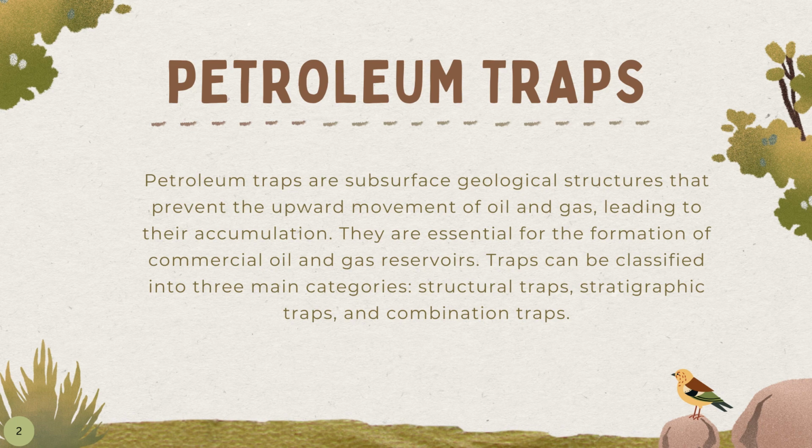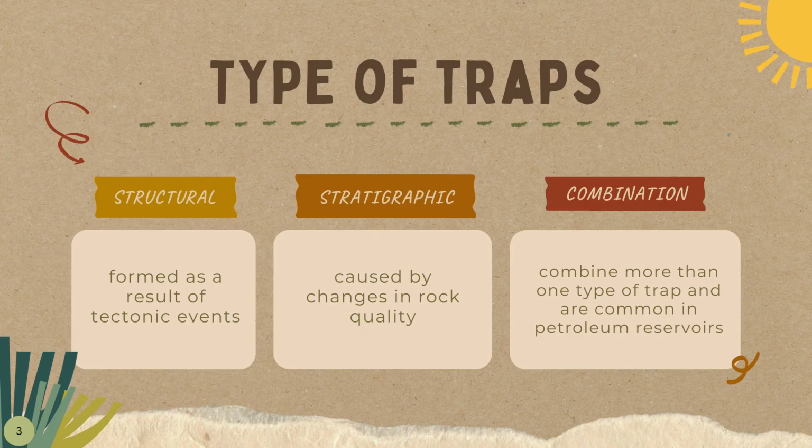The traps can be classified into three main categories that I will present later. The three main types of trap are structural traps, stratigraphic traps, and combination traps. What is the meaning of structural trap? It is formed as a result of tectonic events. What about stratigraphic? It is caused by change in rock quality. And for the combination, it combines more than one type of trap and is common in petroleum reservoirs.